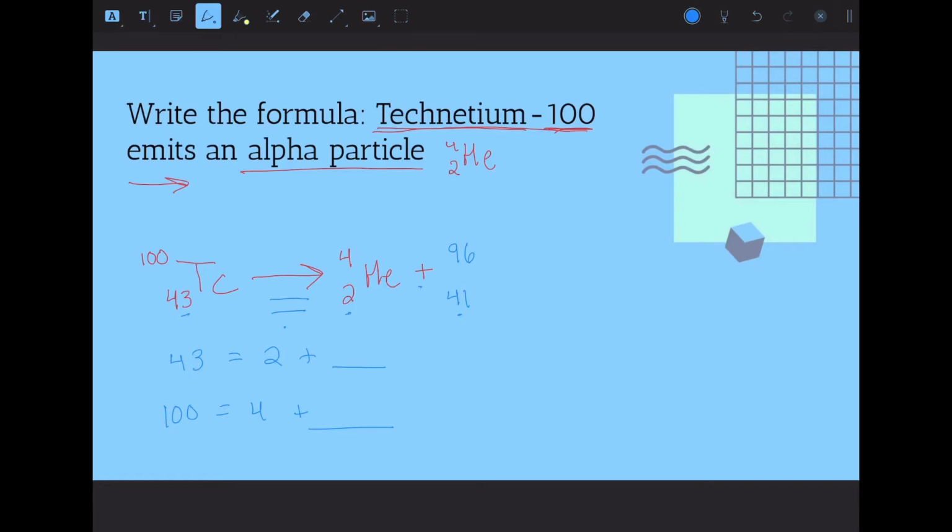And then we've got our top numbers. We can check it the same way: 96 plus 4 equals 100. Then we're going to take our periodic table again, and we're going to find number 41 right here. And in this case, number 41 is niobium, which is Nb. And that's how we do these formulas. That's what they look like. So let's go ahead and do another one here.